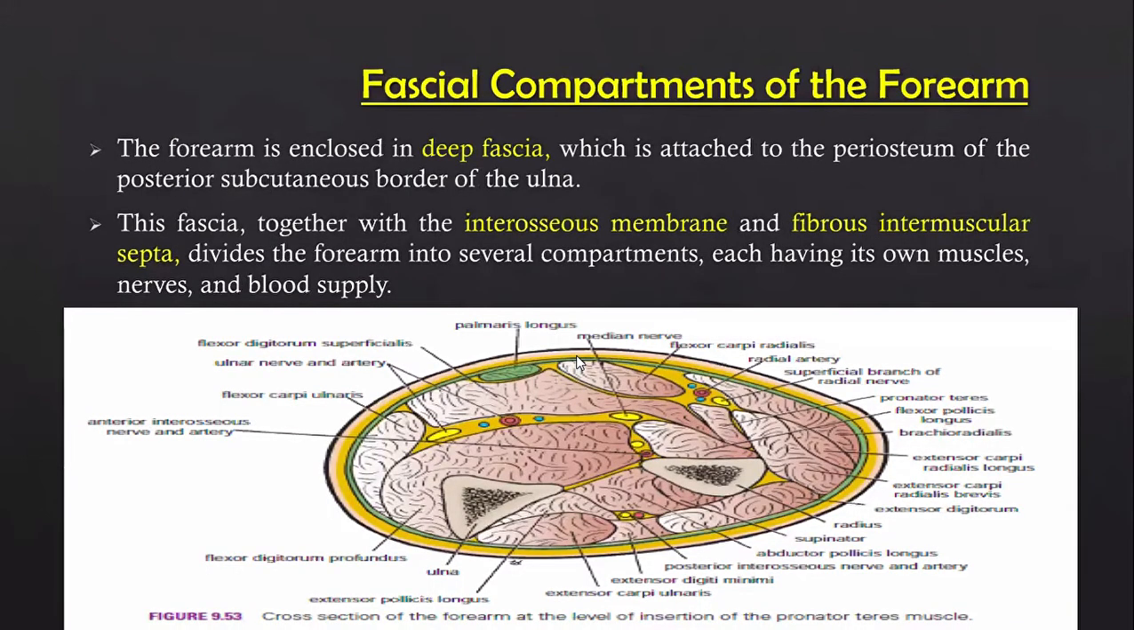For the fascial compartment of the forearm, this is a cross-section of the forearm. The forearm is enclosed in deep fascia. So this is the deep fascia of the forearm, which is attached to the periosteum of the posterior subcutaneous border of the ulna. This is the ulna, this is the radius, this is the posterior border of the ulna. This fascia, together with the interosseous membrane and the fibrous intermuscular septa, divides the forearm into several compartments, each having its own muscles, nerves, and blood supply.